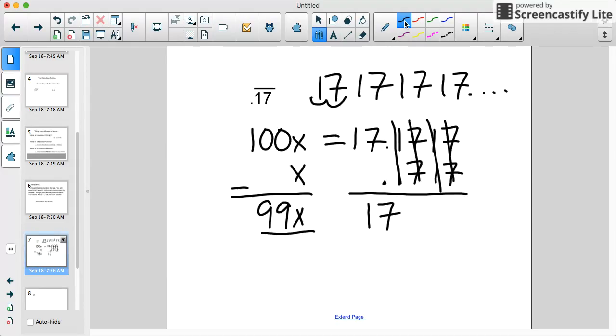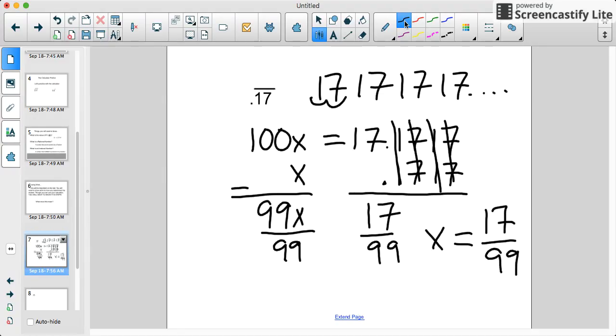We'll divide both sides by 99, and then our final value of x will equal 17 over 99. One thing we do have to keep in mind is whether or not this answer can be reduced. In this case, 17 over 99 cannot be reduced. So that would be our final answer. And we will put a box or a circle around it.